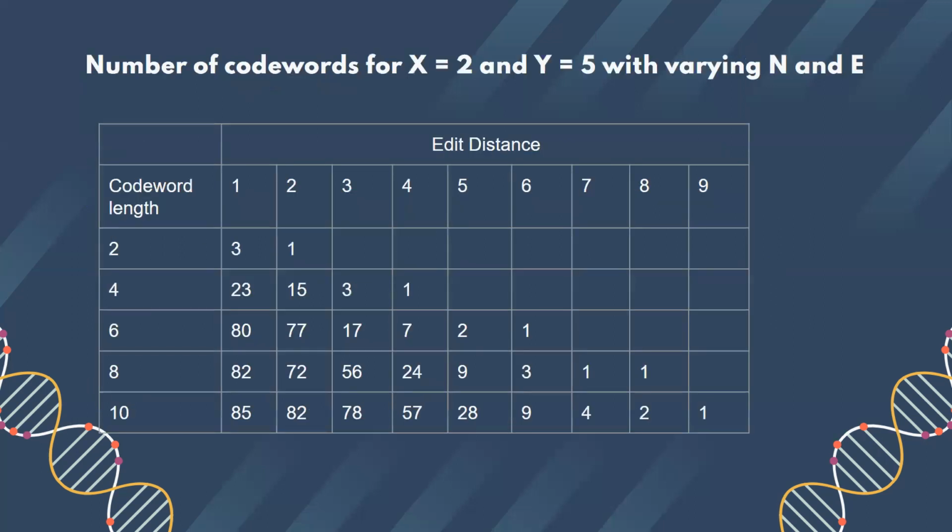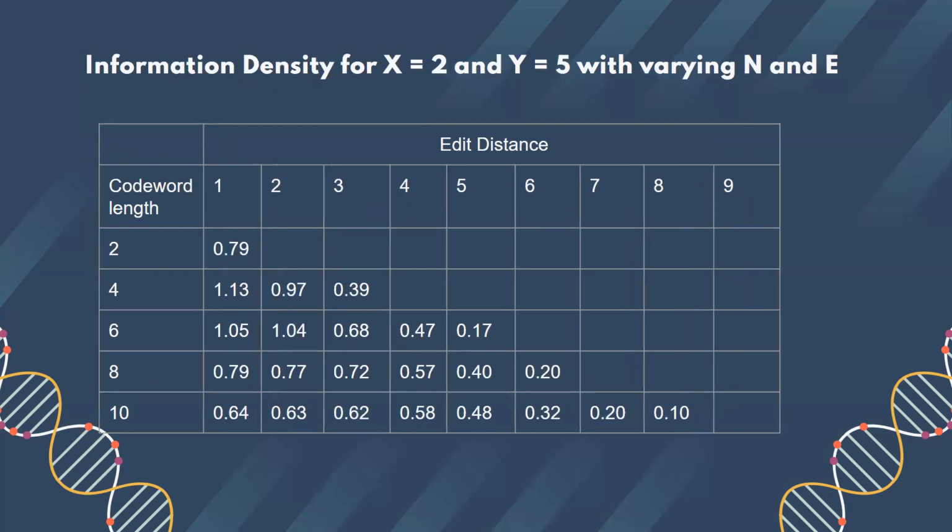Now here we are showing a table. Here we have kept two parameters as constant, which are the homopolymer constraint and secondary structure constraint. And we are varying the other two parameters, which are n and e. N is the code word length and e is the edit distance, which is expected among the code words. So we can see here the number of code words obtained, and we have also counted the information density. So looking at the information density, the user can choose which N and E pair he can use, so that the resultant information density is maximized.